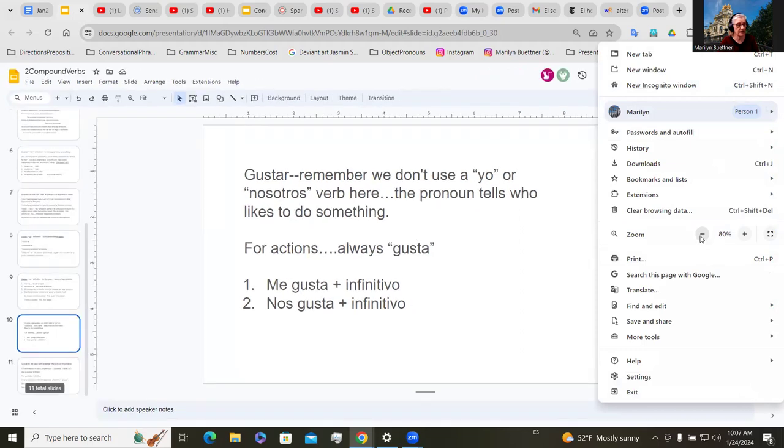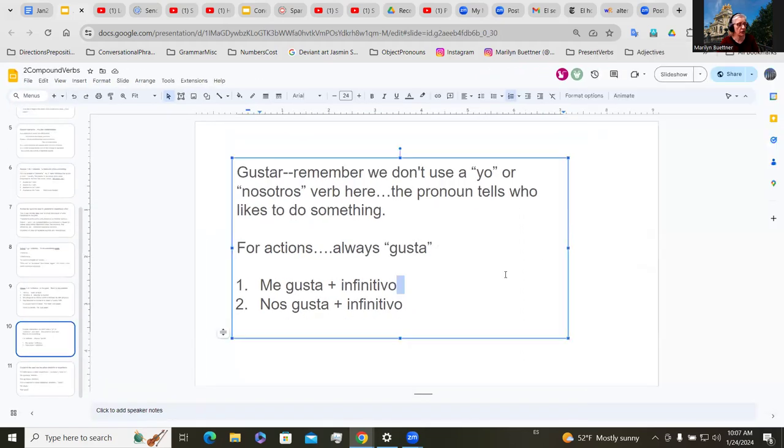Y aquí usamos para hablar de acciones: cuando combinamos gustar con una acción, es posible solamente usar gusta. Bien, entonces, para hablar de la persona necesitamos un pronombre. Me, te, le, les, nos. Ok, entonces, gustar no es como los otros verbos.